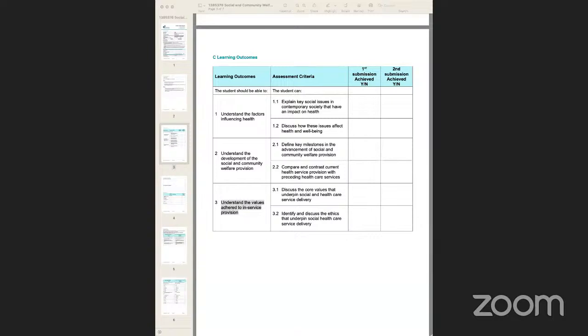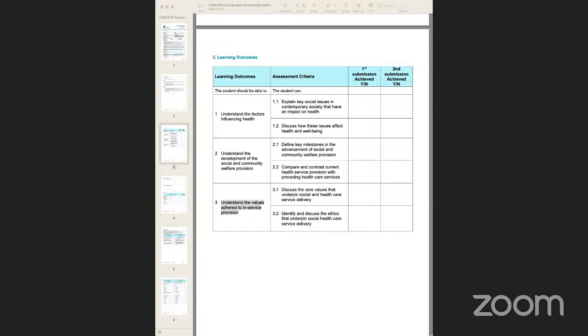First one talks about discussing the core values which underpin the social and healthcare service delivery. That is the first part that we're going to look at. Sometimes we use this word underpin, and I just want to take a second to explain what we mean by underpin. Underpin is we are trying to look at supporting evidence. So sometimes when you do your assignments, you create evidence. What tends to happen is that we always use the term you need to underpin the theory, or you need to underpin the main theoretical concepts or frameworks.